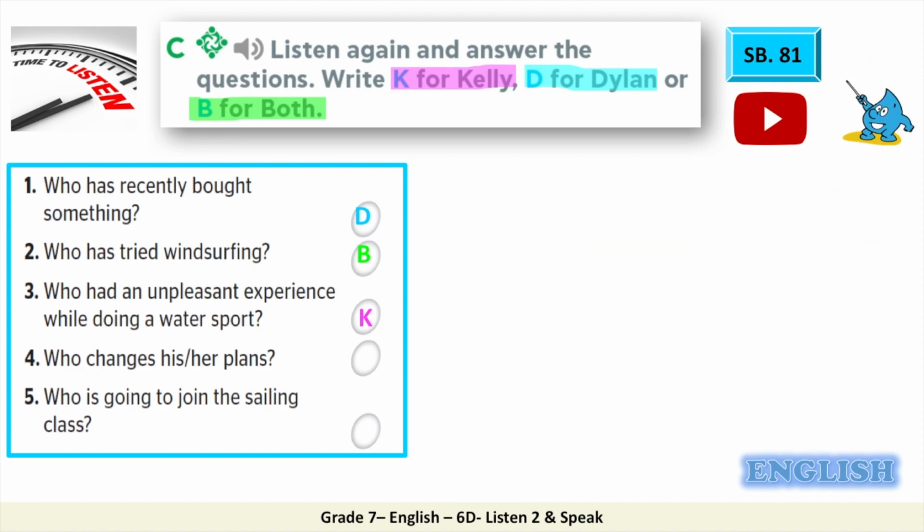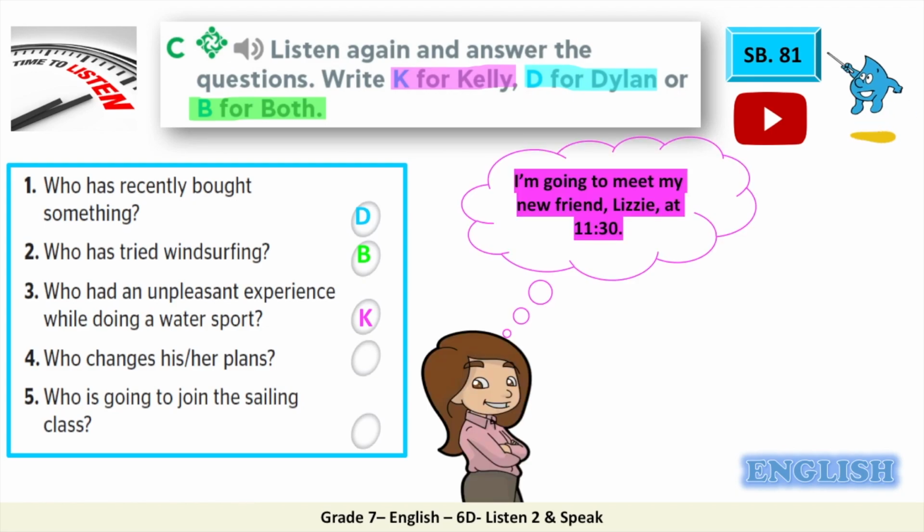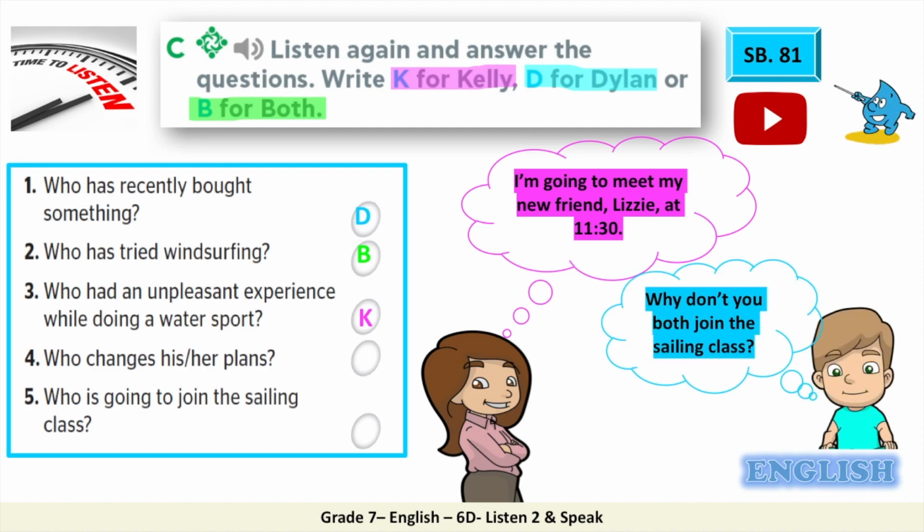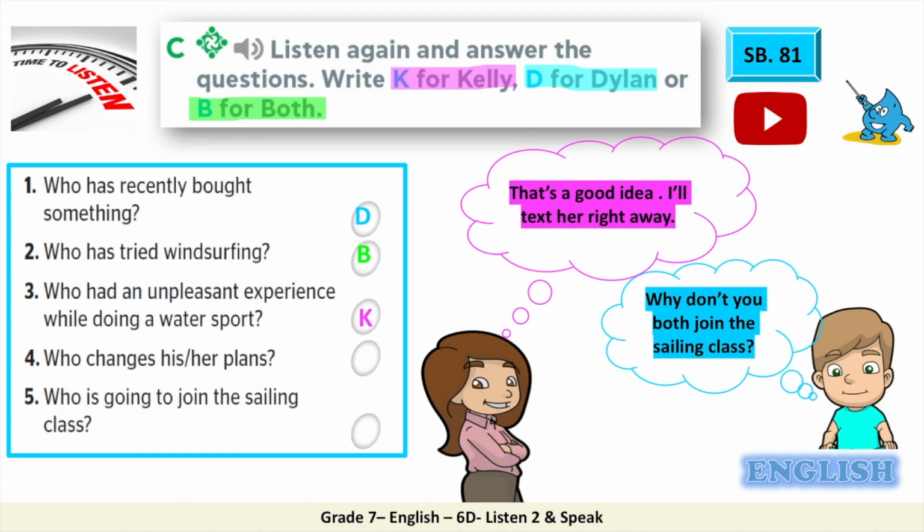Next, question number 4. Who changes his or her plans? When Dylan invites his sister Kelly to attend sailing classes at 12 o'clock, Kelly replies that she is going to meet her new friend Lizzie at 11:30. And that's why Dylan said, "Why don't you both join the sailing class?" Kelly agrees and tells her brother, "That's a good idea. I'll text her right away." So the correct answer is K for Kelly.